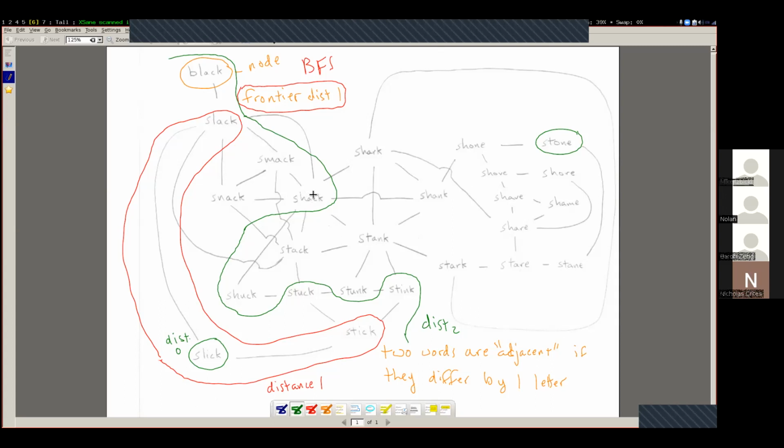And so it gets into the frontier for distance 2. We'll complete this here in a second. Any questions so far? Yes.